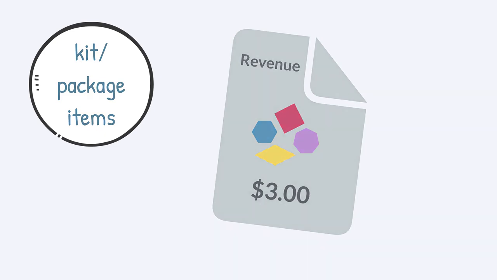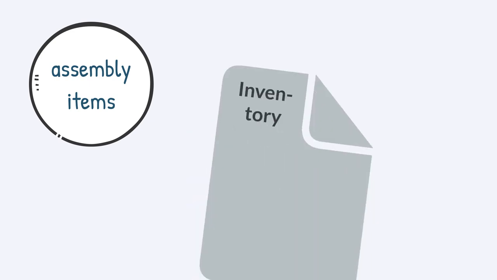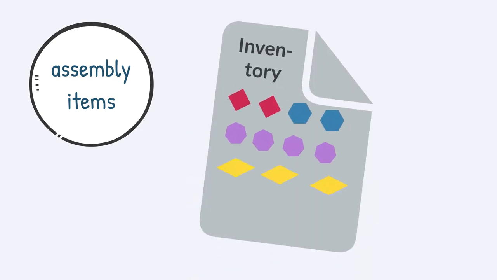The final clustered item type is assembly. Assembly items are individual items that are made up of multiple components. Your company would purchase the components individually and assemble those components to create a new item for sale. For assembly items, the inventory needs to include both the individual components and the final assembled items.